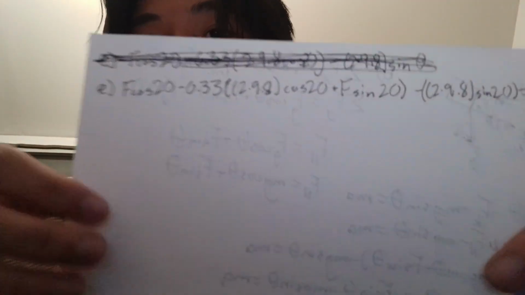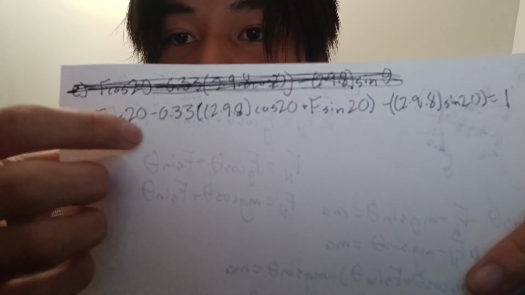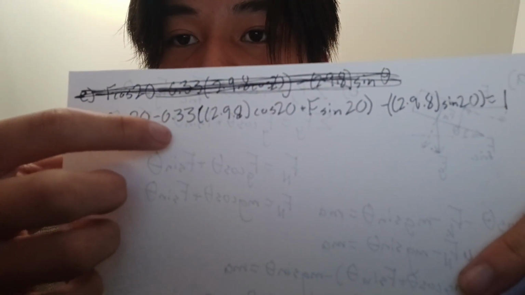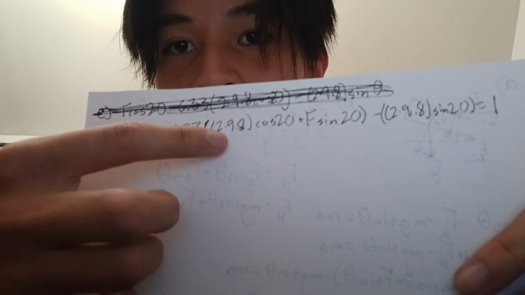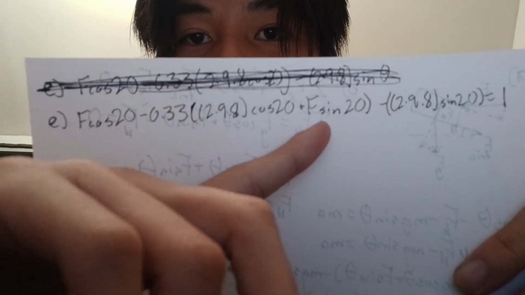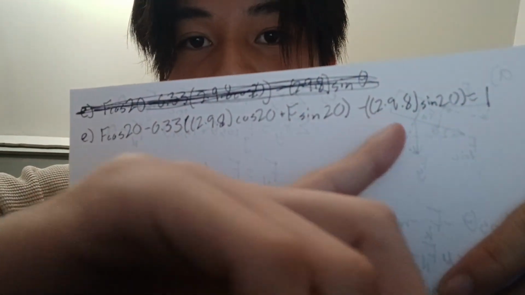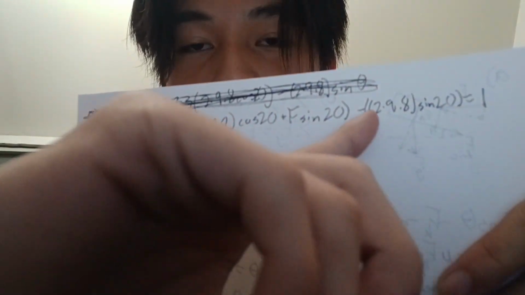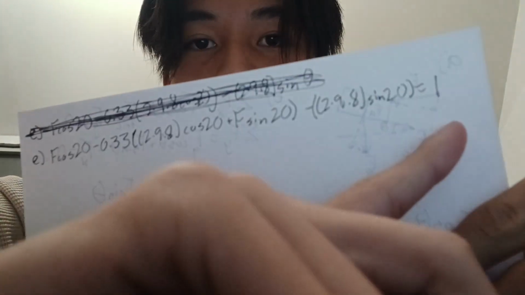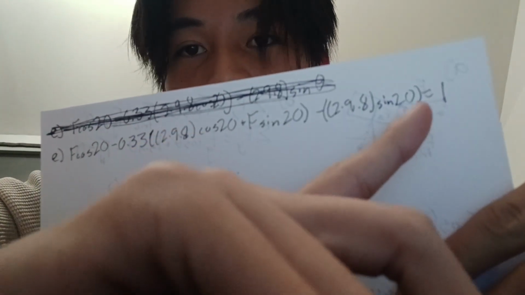Alright, this is the equation with pretty much all the values plugged in, right? So theta is 20, mu is 0.33, mass is 2, g is 9.8, of course. And then there's an F in here, we're going to have to deal with that. And then this is just the mg sine theta. And then this is 1, because again, 2 times 0.5 is 1.